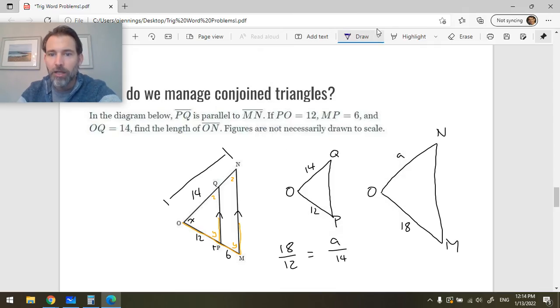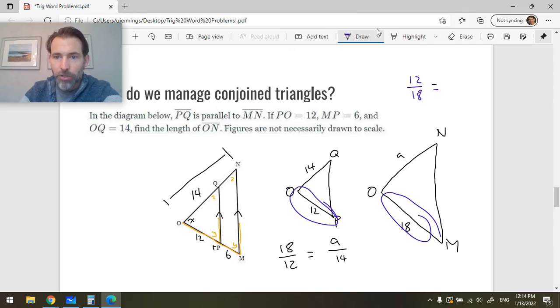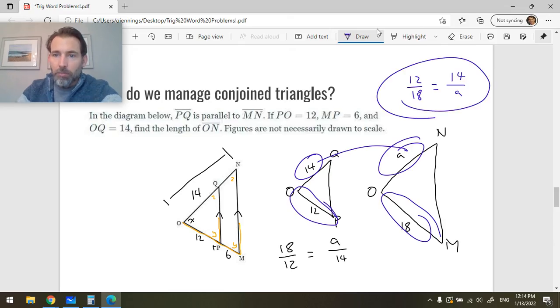Okay, I could have said 12 over 18 is equal to this 12 over 18. See, these are related sides here and here. So when I put them into a ratio, it should be the same as this side over that side. Okay, this would be 14 over A. And that's more annoying to solve because my variable's on the bottom. My unknown is on the bottom.